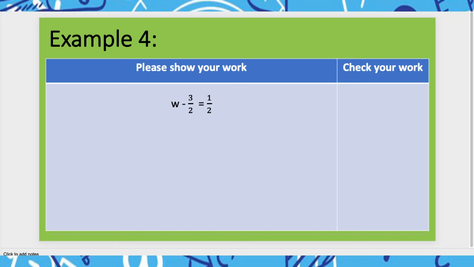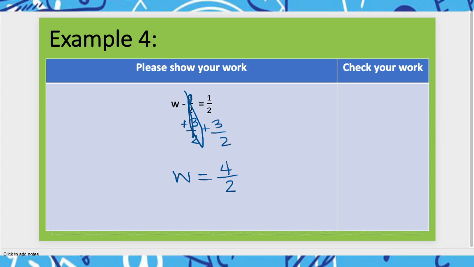Okay, looking at example 4. Oh good, this one's a little easier. This is a one-step equation. I'm trying to isolate the w, and therefore I need to add 3/2 to both sides. Good news, they already have the same denominator, so I don't have to do any rewriting of denominators. Negative 3/2 plus 3/2 is 0, and then 1/2 plus 3/2 is 4/2. So I get w equals 4/2.